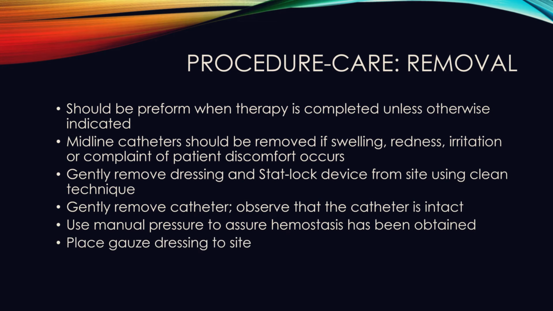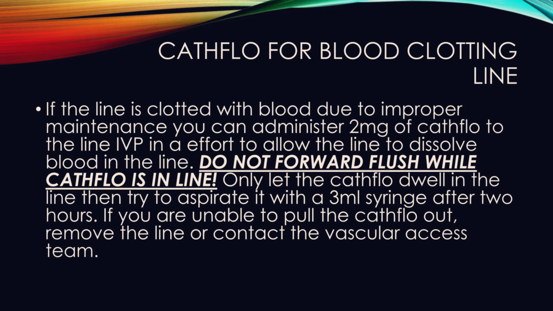If the line is clotted with blood due to improper maintenance, you can administer 2 mg of CathFlow IV push to the midline in an effort to dissolve blood in the line. Do not forward flush with saline. Only let the CathFlow dwell in the line, then try to aspirate it. If unable to aspirate with a 3 ml syringe, have the line removed or contact the vascular access team.